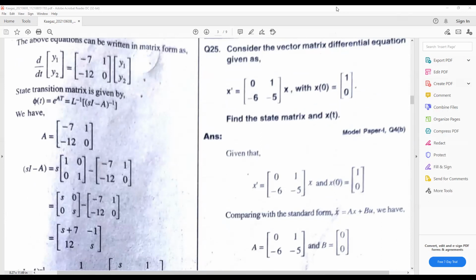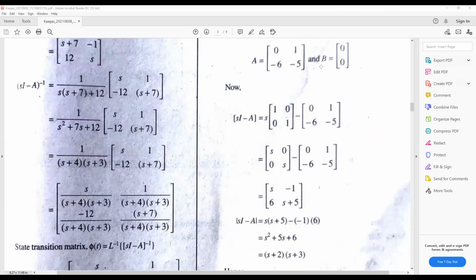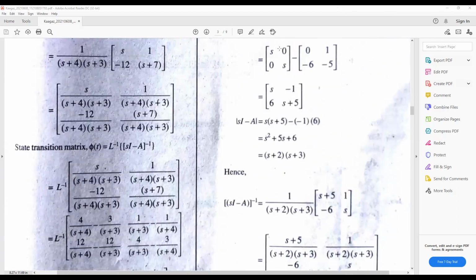So next, a very, very important problem. Consider the vector matrix differential equation X dash is equal to 0, 1, minus 6, minus 5 x. This is Ax. X dash is equal to Ax, with the initial conditions 1, 0. So the A matrix is 0, 1, minus 6, minus 5, B matrix is 0, 0. So first apply the SI minus A whole inverse.